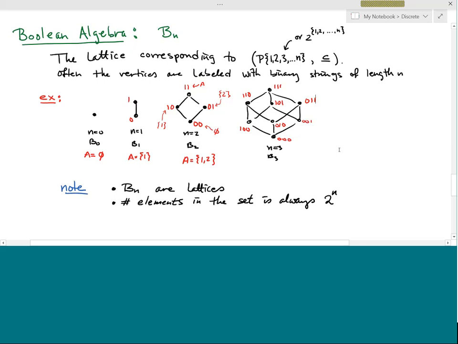Now, here's a fun fact. When you're dealing with your Boolean algebra, it turns out there's a couple of properties that are automatic, and you can see them both when you look at the vertices with respect to binary strings or just in general.